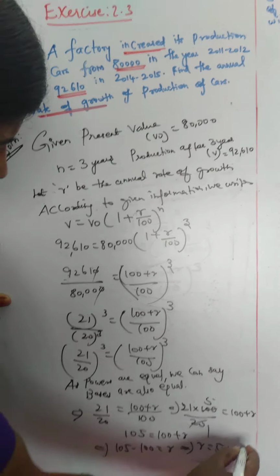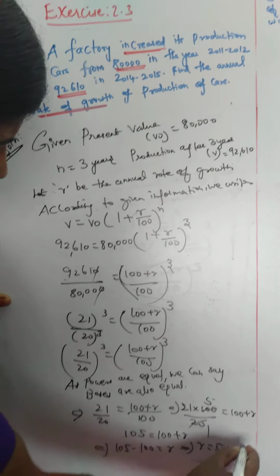The next question is question number 10. The value of the machine worth rupees 5 lakhs is depreciating at the rate of 10% every year. In how many years will its value be reduced to rupees 3,64,500? This is the question. We are supposed to find the time, that is time period, how many years, right? This is what we want to find. Let us go to the solution part.